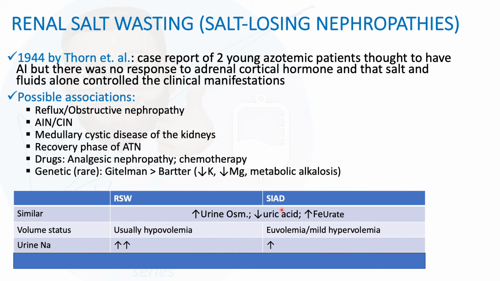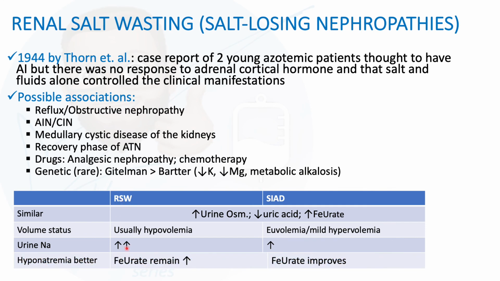Both of these conditions are associated with an increase in urine sodium, but it's usually much more in renal salt wasting, as you can imagine, because of the continuous loss of salt in the urine. And then when the hyponatremia improves, for example in a patient with SIADH, if you identify the cause and treat it, the fractional excretion of urate improves, as the loss of uric acid in the urine improves. But this usually doesn't happen with renal salt wasting, and this is something you might consider to differentiate between the two if you're not too sure. But again, usually with a good assessment of volume status, you might be able to differentiate the two conditions from each other.